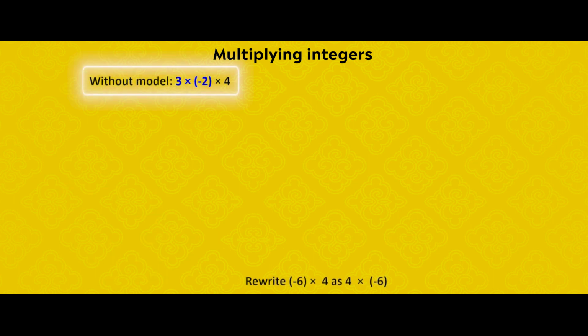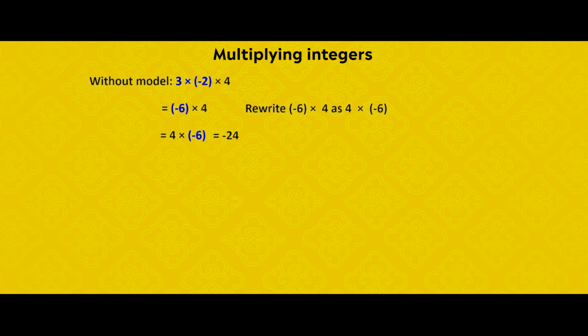Let's see without using the model. Whether you use the model or do it without the model, we will get the same answer. 3 times negative 2 times 4. As we are going to multiply the pair, 3 times negative 2, we will get negative 6. And that negative 6 you have to multiply with 4. As negative 6 times 4 as groups of negative 4 does not make sense, you change the order using the commutative property of multiplication to 4 times negative 6, and we get negative 24.